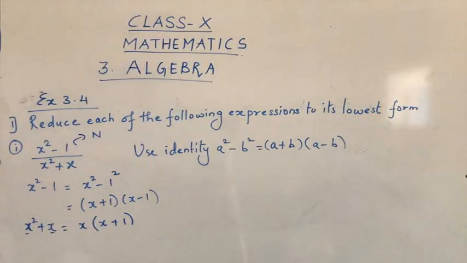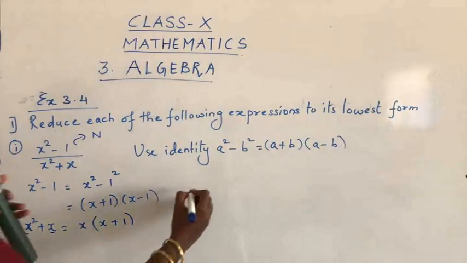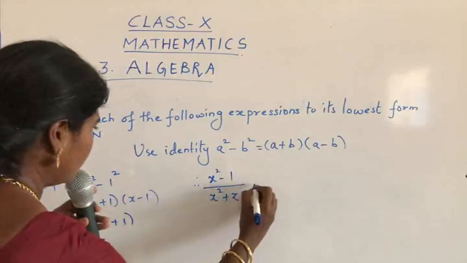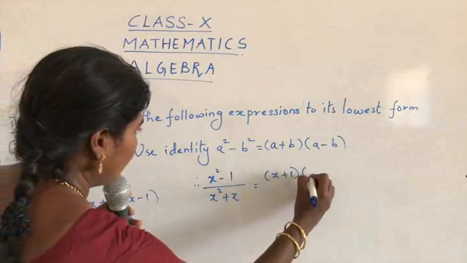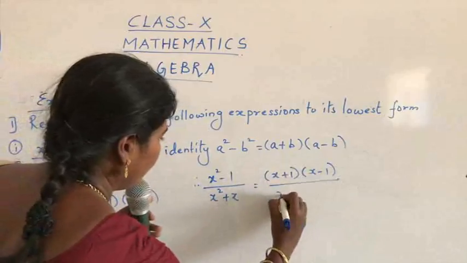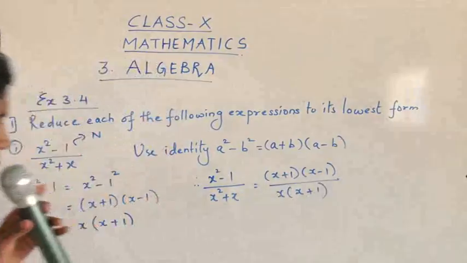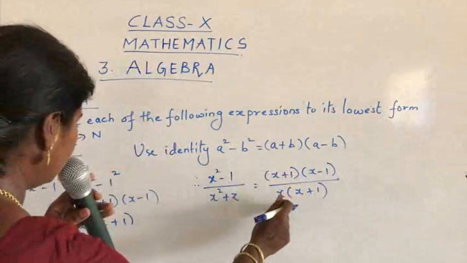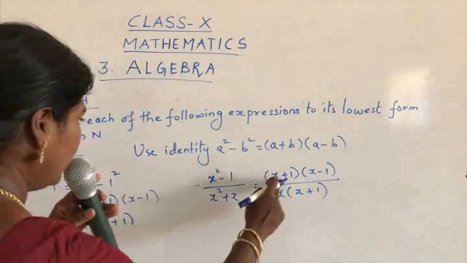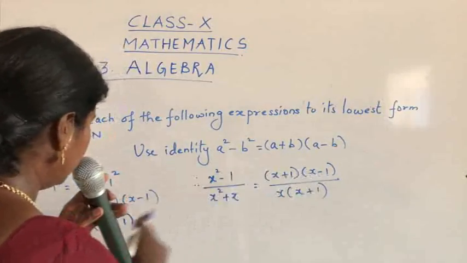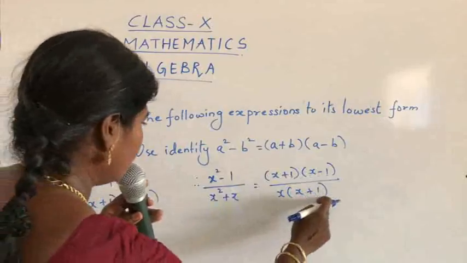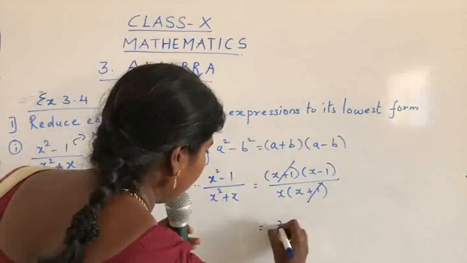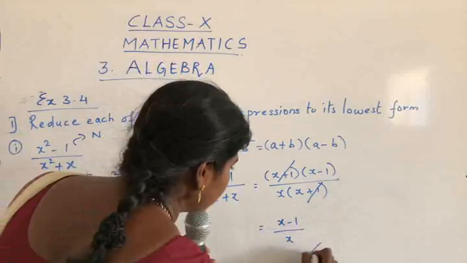Now let's write both the things together. Therefore, x square minus 1 upon x square plus x is equal to (x plus 1) into (x minus 1) upon x into (x plus 1). Whatever we have factorized, we have written in the form of numerator and denominator. Numerator, we have got (x plus 1) into (x minus 1). Denominator, we have got x into (x plus 1). Now, x plus 1 gets cancelled. And what is left now? x minus 1 upon x. This is our answer.